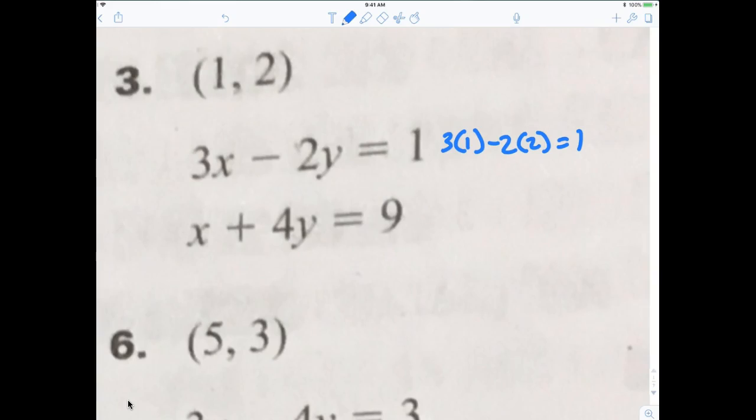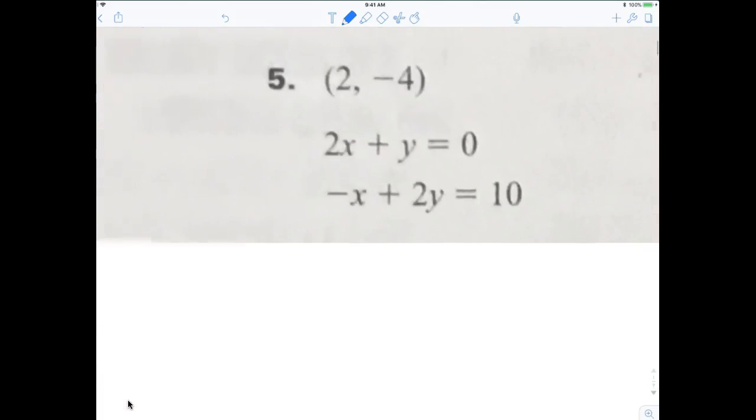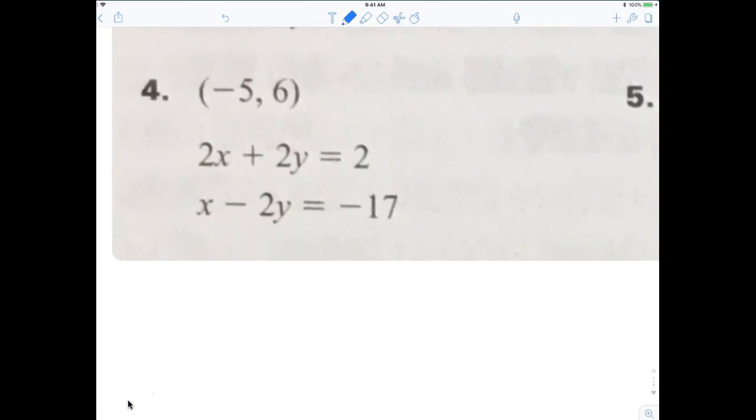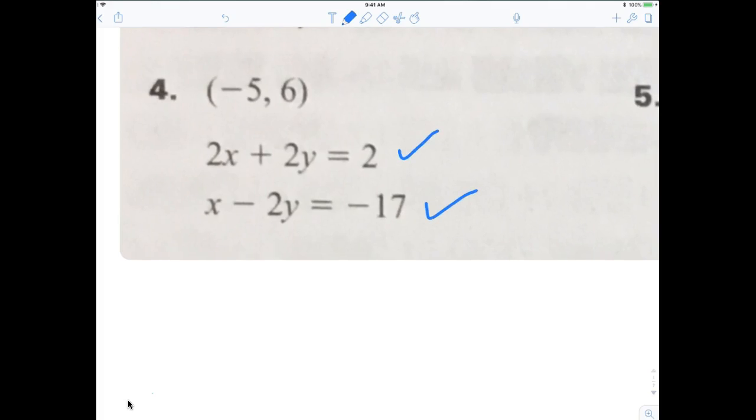So in this case right here, as soon as it's false or it's not a true statement, we can just write the answer is no. Now let's take a look at question number 4. Does -5, 6 work? I think it works for both. But does anybody have any questions with that? Again, it's just a matter of plugging in for x and y and seeing if it's a true statement.